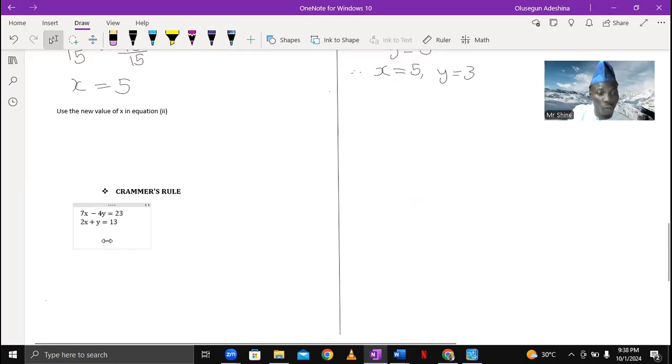So the first thing we are going to do is to have matrices drawn. So the first thing I'm going to do is to draw a matrix symbol or box.